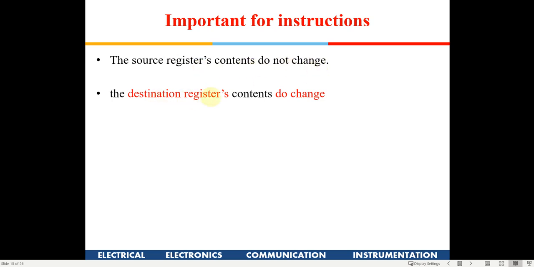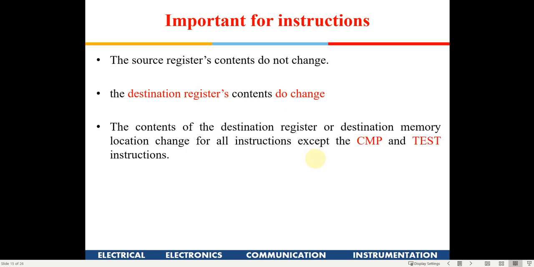Now a few other things we need to remember: source register contents do not change. It's only the destination register contents that change. Whatever is in the source register doesn't change, except for some instructions like compare and test, where only the flags get affected because you are just comparing. If you say compare A and B and both are equal, the zero flag will be set. If they are not equal, it will be cleared. So there only the flags are getting affected. We'll see those instructions in detail later on.